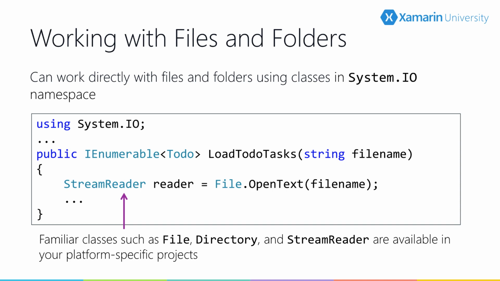Working with files is not really hard. You can use some of your old friends in the System.IO namespace. For example, here we see how we're opening a stream reader to read a file from our app folder. Maybe we're working with a text file here or an XML file. One important note here is the classes shown here are available to the platform-specific projects.